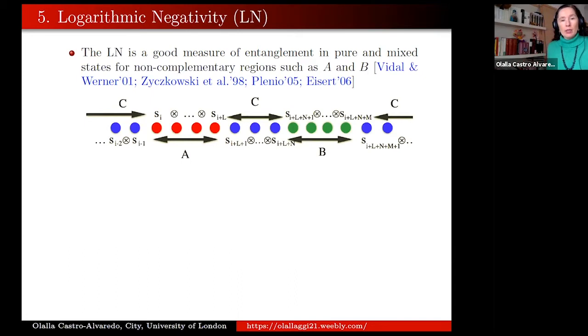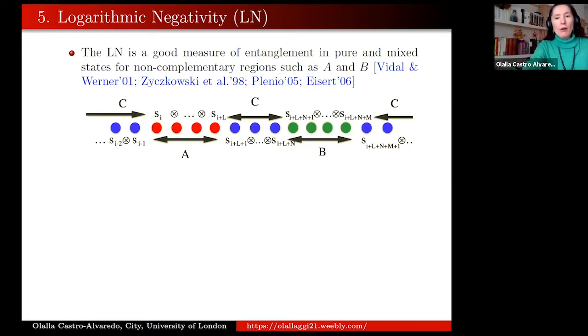Now, this negativity or logarithmic negativity has been studied by lots of people, especially in the context of quantum information, and also more recently in our area. So in the context of conformal field theory, Pasquale in particular has done a lot of work, and we did a little bit in QFT and many other people.